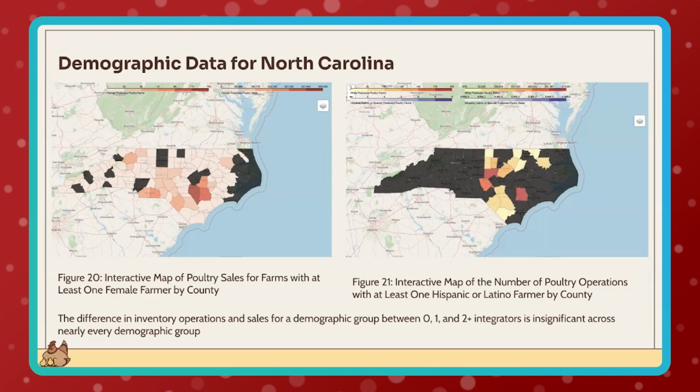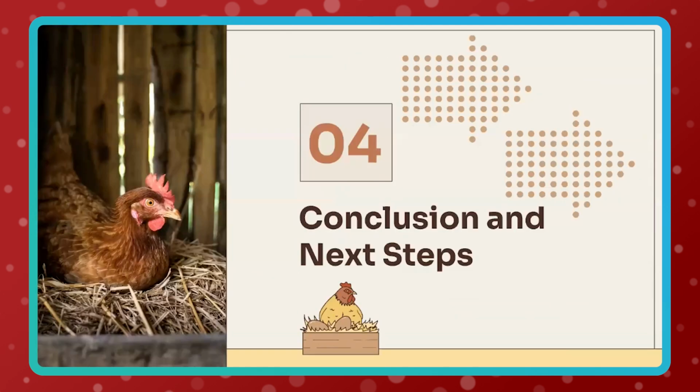Ultimately, the data was so sparse, and the significance test led to insignificant values for nearly every demographic, besides demographics with only a few county data points available. Overall, this analysis is extremely limited given that data was stripped from USDA PDFs and only available for North Carolina. Now we'll move on to conclusions and next steps.